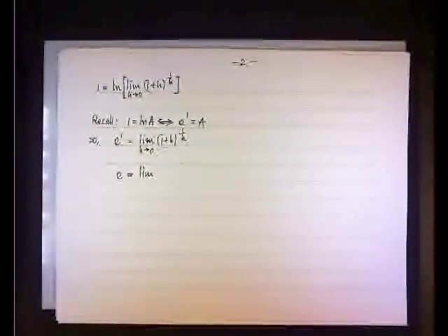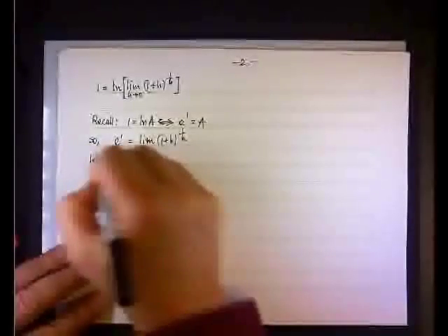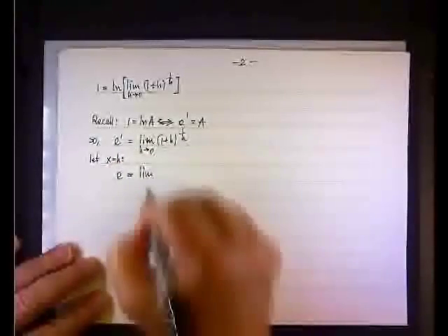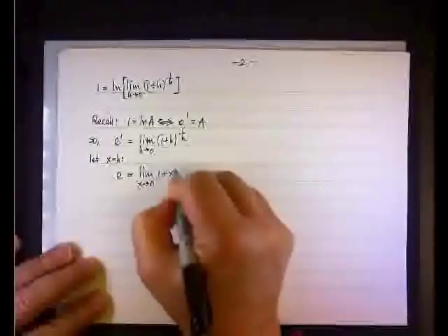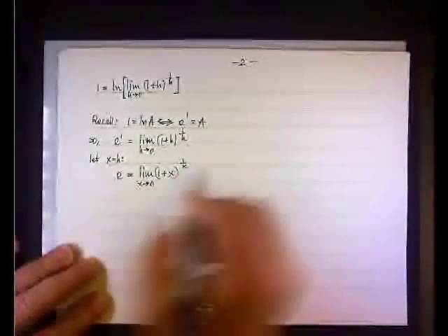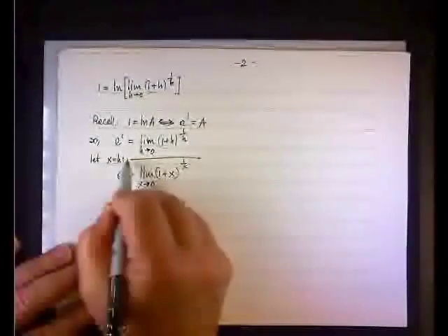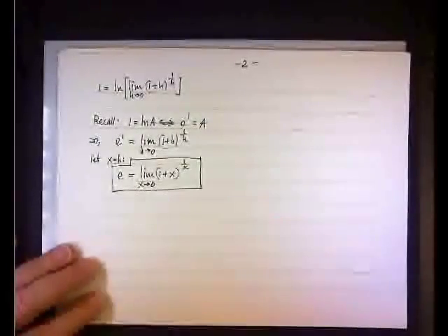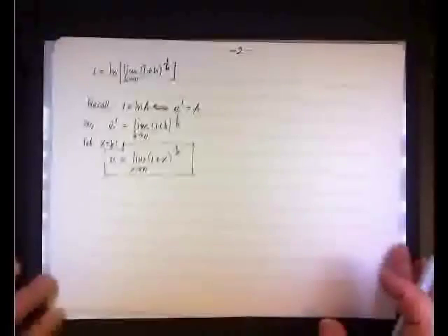Instead of h, let's use a generic variable x. We let x equal h in this case, and we have the limit as x approaches 0 of 1 plus x raised to the power of 1 over x. So here's another definition of the natural number e. This will be definition number 2.